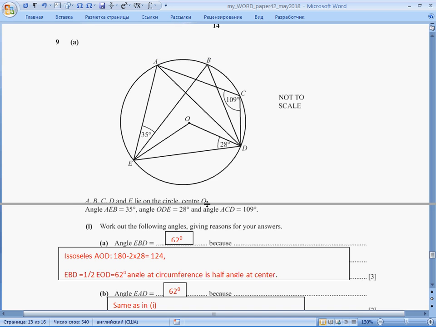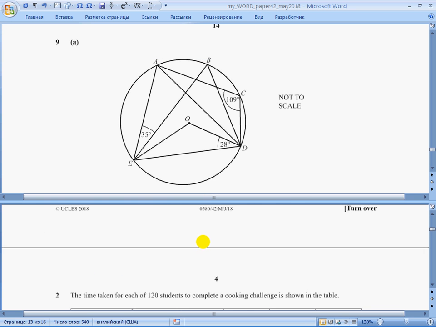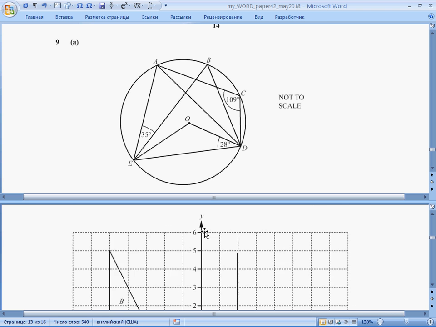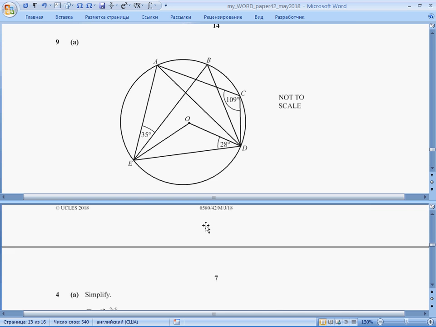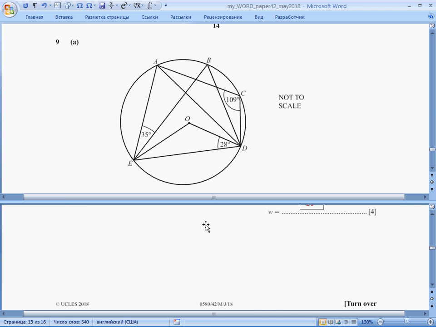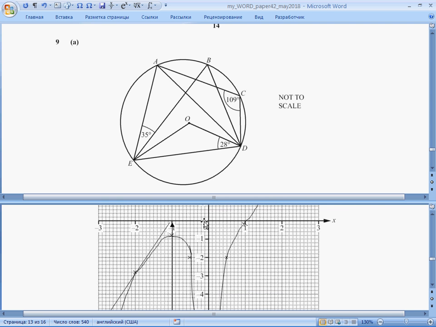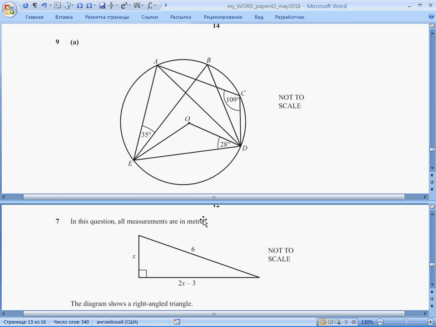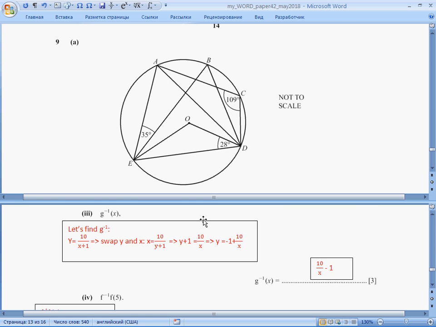Now what if we need to find some other angles? Let's see which angles. Sorry for the delay. Here we are. Okay.